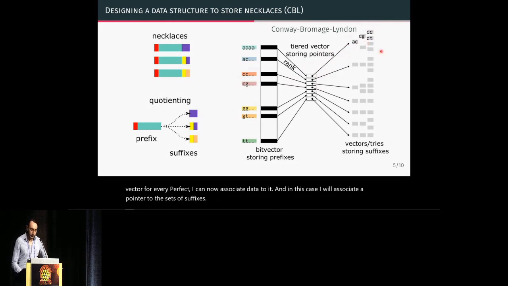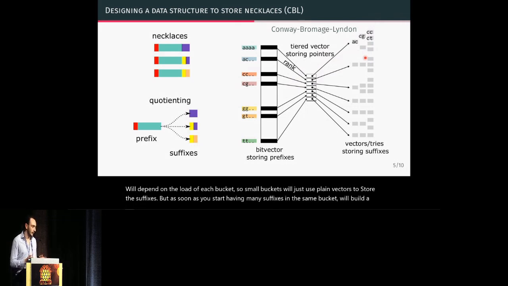So the sets of suffixes themselves are stored together in buckets, and the data structure will depend on the load of each bucket. Small buckets will just use plain vectors to store the suffixes. But as soon as you start having many suffixes in the same bucket, we'll build a trie to save space, basically.